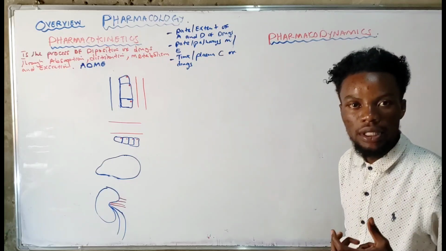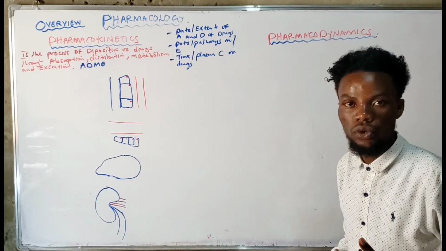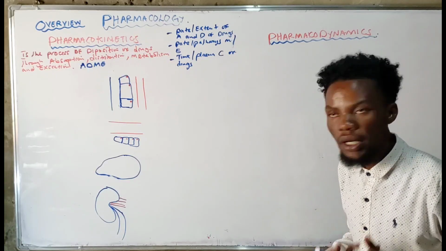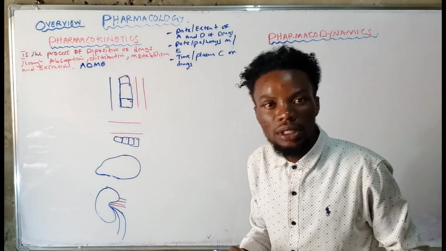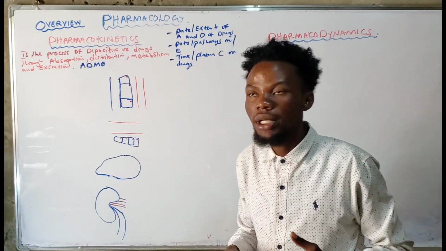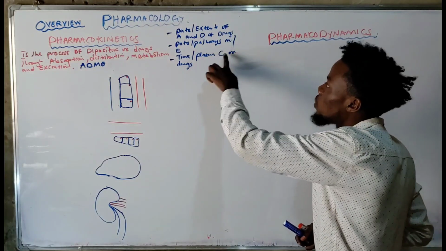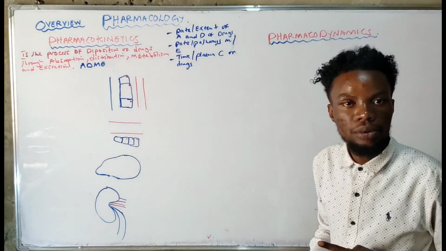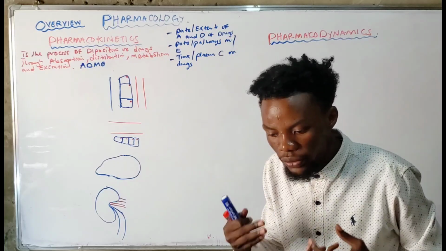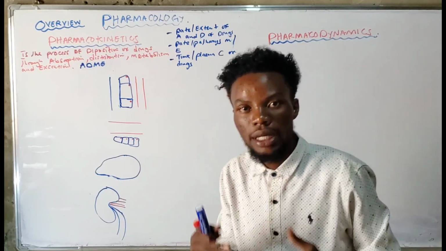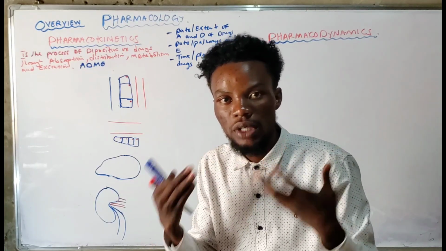What are the factors that will affect the rate of absorption, the rate of distribution? Very, very important. Okay, then the other one is what? The rate at which the drug is going to be excreted or metabolized. Very, very important, because if you know the time it is going to be metabolized, you know that this is the right time to give another drug or to prescribe another drug.